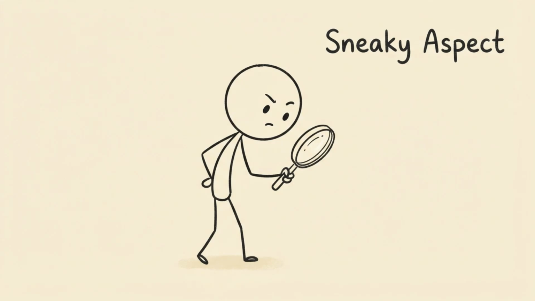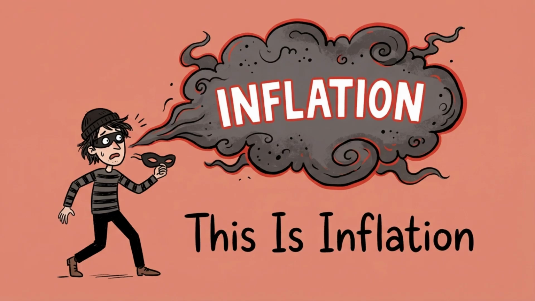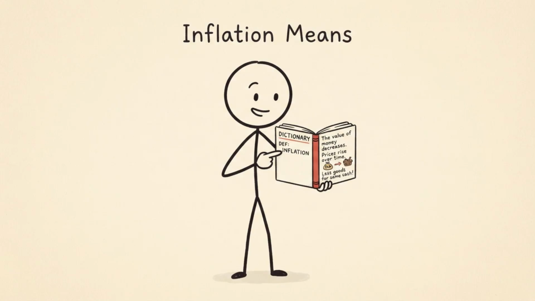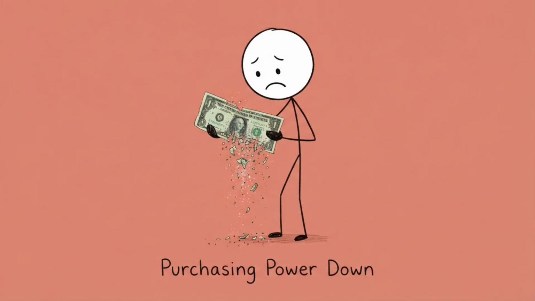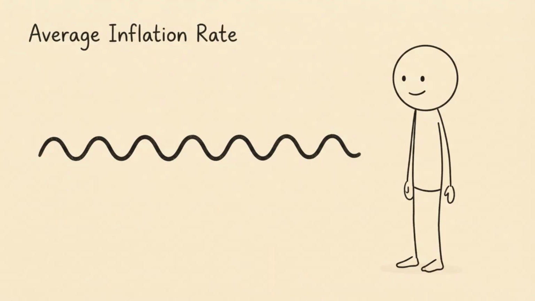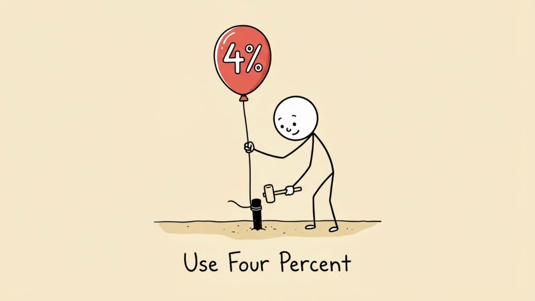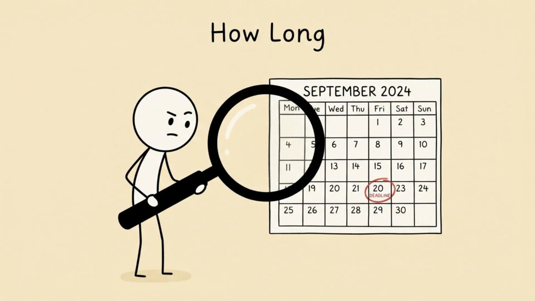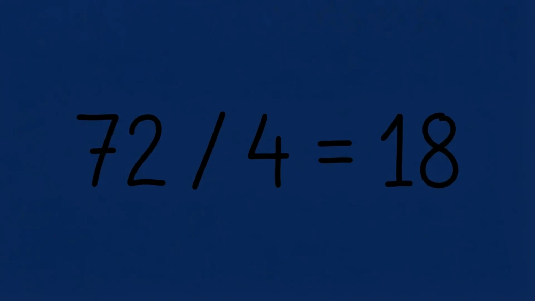Finally, we have the sneaky aspect of this rule, the thief that steals your money while you sleep. This is inflation. We all know inflation means prices go up, but a better way to think about it is that the purchasing power of your money goes down. The Rule of 72 can tell you exactly how fast that's happening. Let's say the long-term average inflation rate is hovering around 3 or 4%. Let's use 4% just to be safe. You apply the rule backwards to find how long it takes for the value of your cash to cut in half. 72 divided by 4 equals 18.